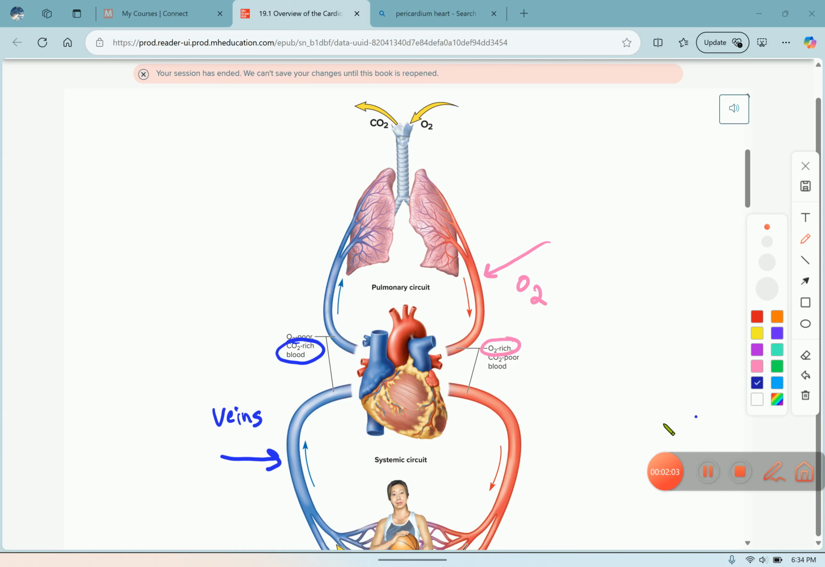Veins always return to the heart. Okay, veins always send blood back to the heart, and arteries always send blood away from the heart.